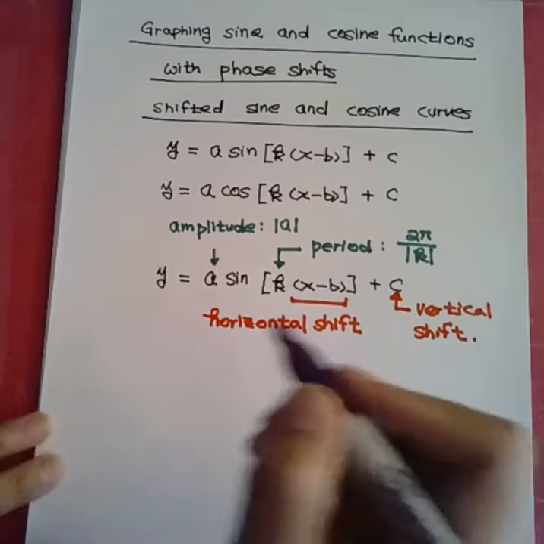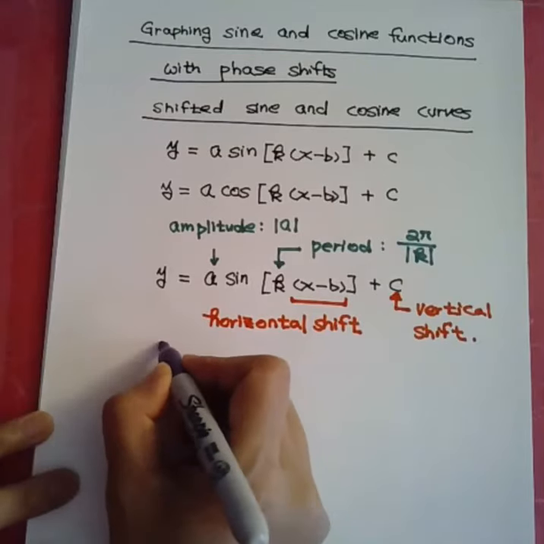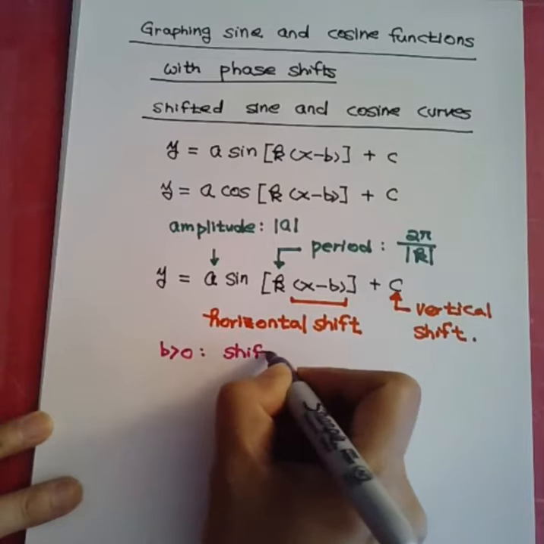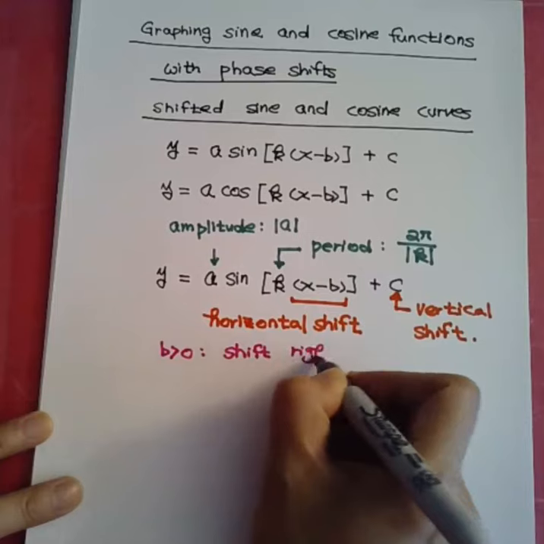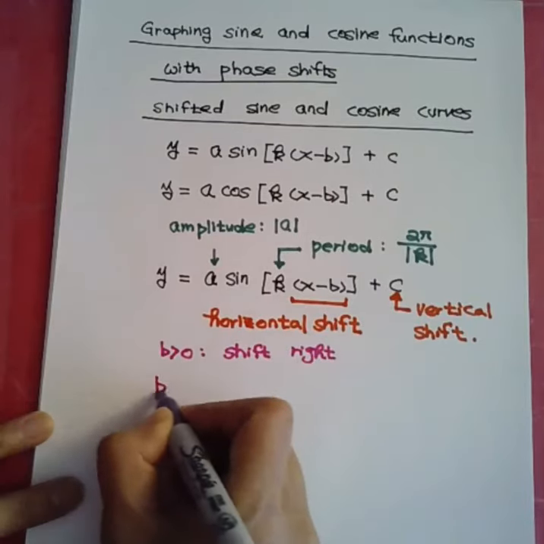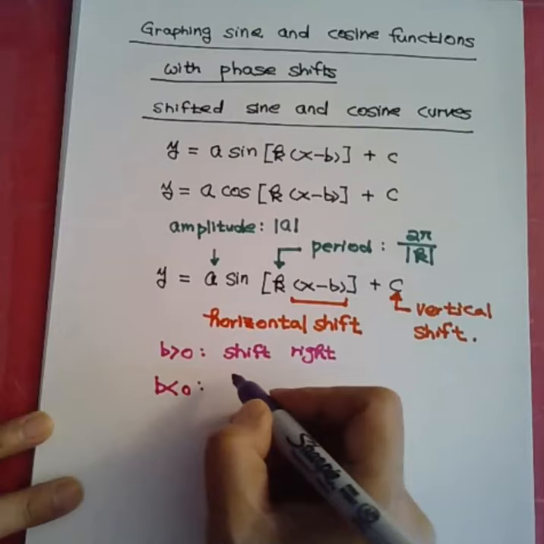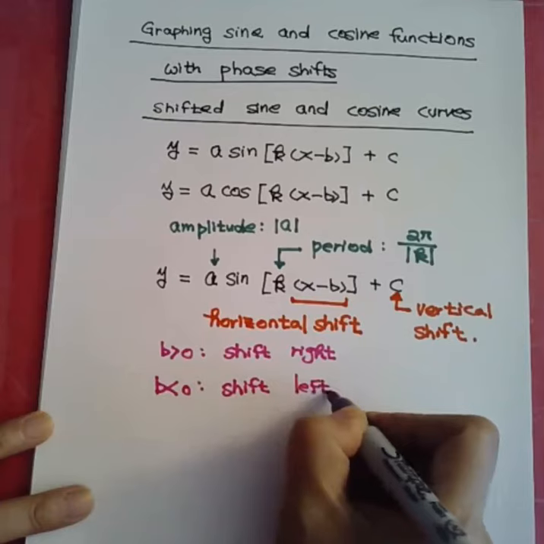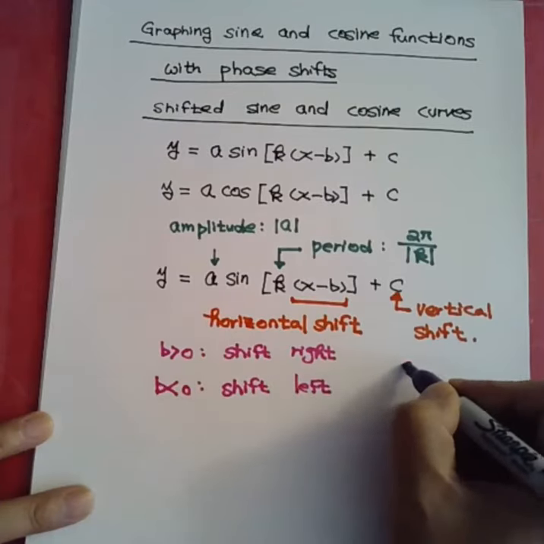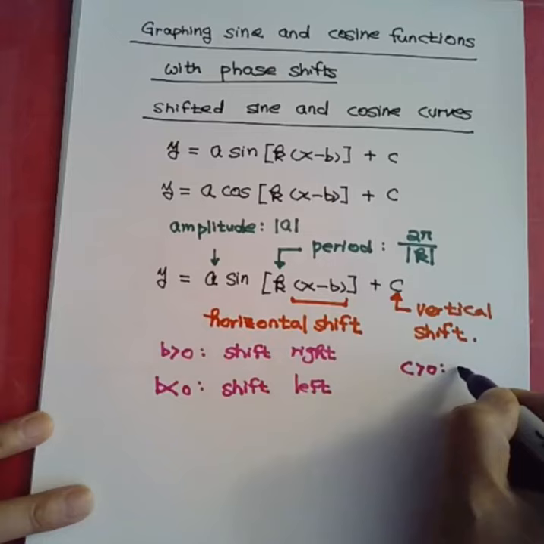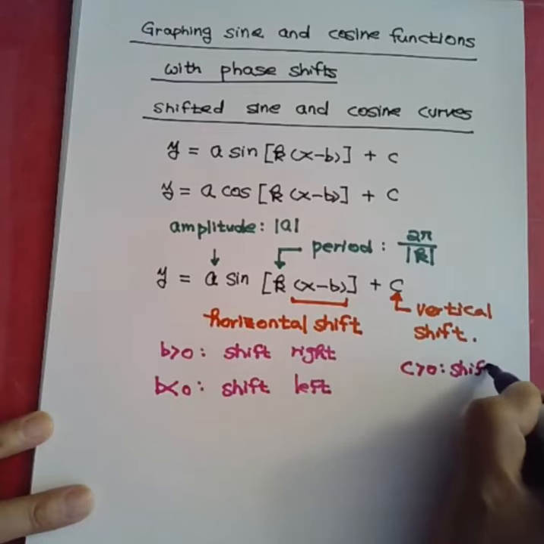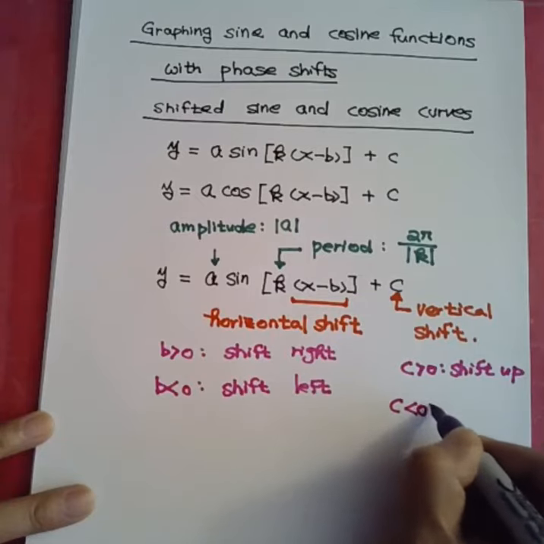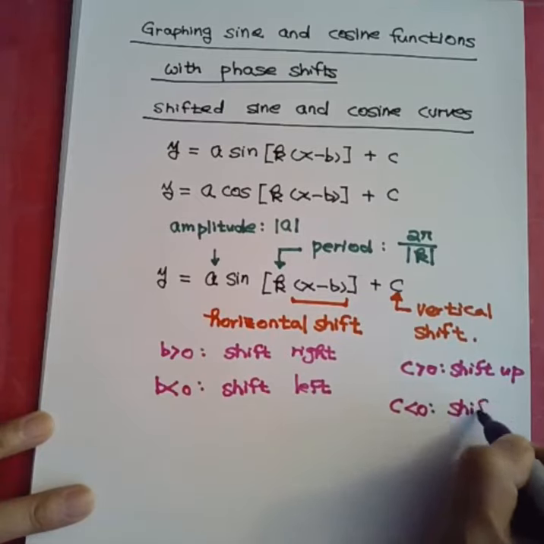In this format, if b is positive, then that means shift right. If the number b is negative, then that means shift left. If c is positive, then that is shifting up, and if c is negative, then that means shifting down.